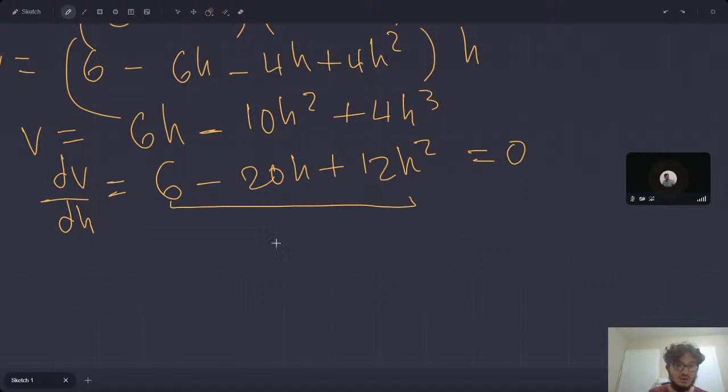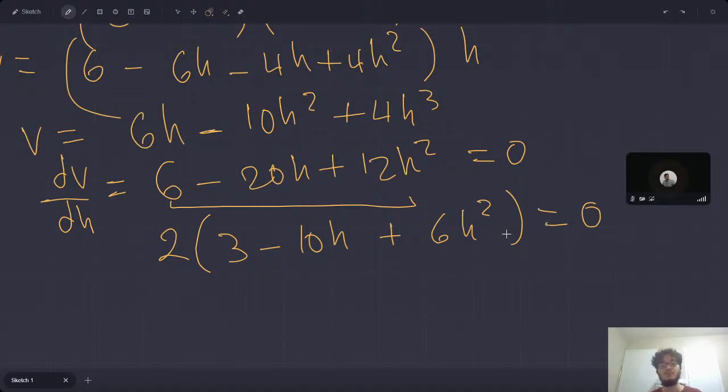So what you gotta do here, of course, you can factor out a common factor, right? So for example, a 2. You can factor out a 2 here. So it's going to be 3 minus 10h plus 6h squared. Now, what I'm talking about is, this is a really ugly function to find the zeros of, right? So usually you want to resort to the quadratic formula, right? So that's usually what people do.